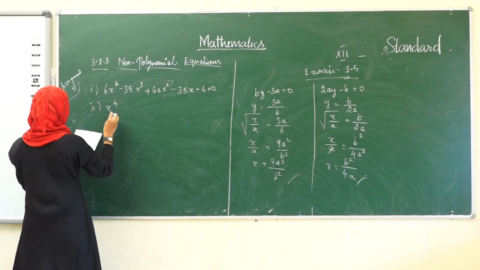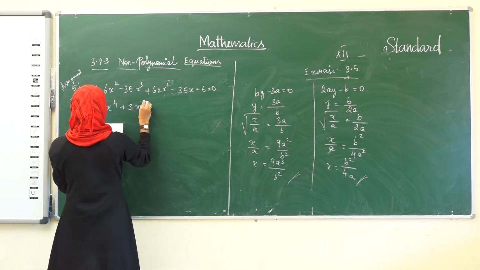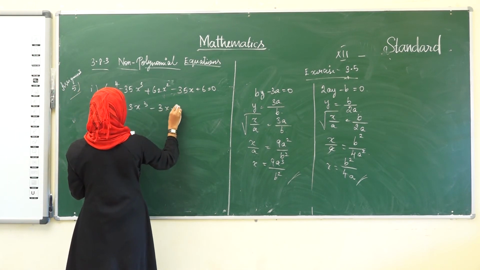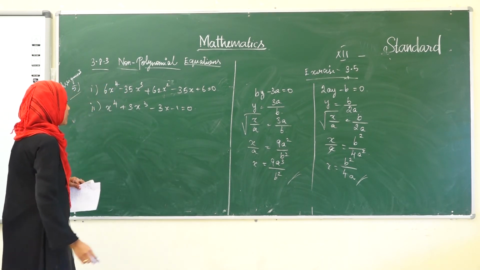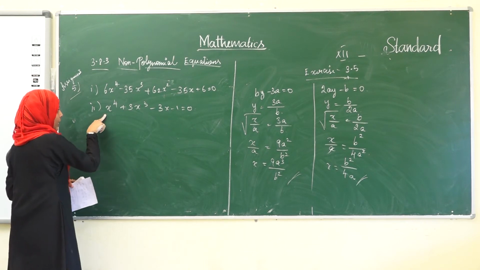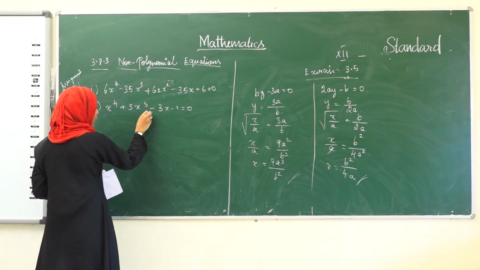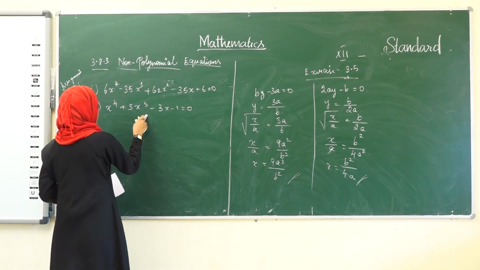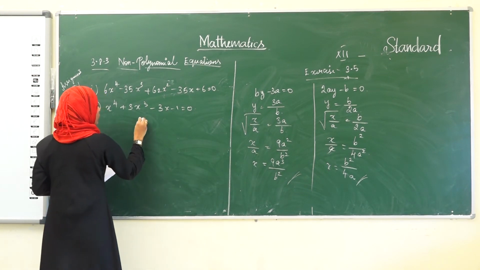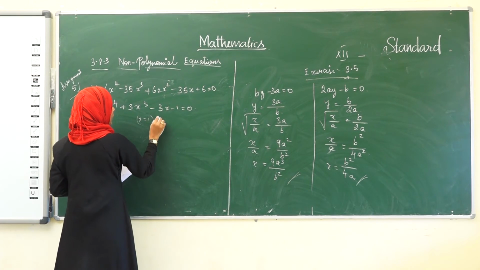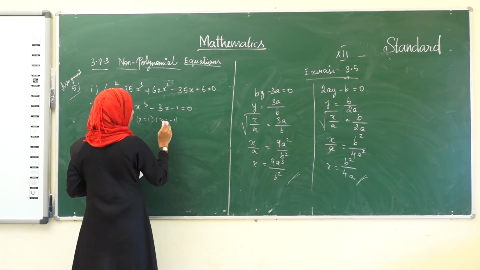The second subdivision will also be an assignment for you: x power 4 plus 3x cubed minus 3x minus 1 is equal to 0. See here, this is an even degree polynomial equation. In the middle term we don't have anything, therefore the middle term is 0, and this is of type 2. Then what will be the roots? We have learned this: x is equal to 1 and x is equal to minus 1 will be the roots.